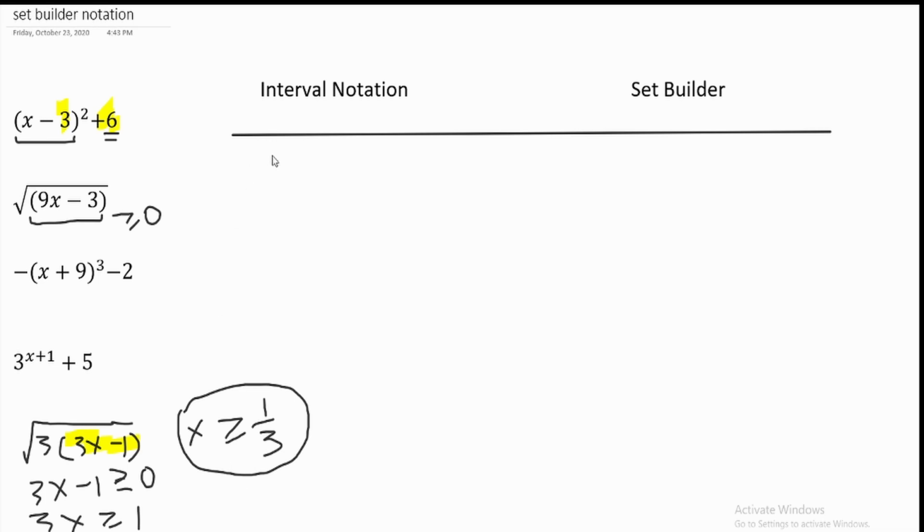So we're going to write in our interval notation, x is an element of the real numbers such that x is greater than or equal to 1/3. With set builder, because this is equals, we can do a closed bracket at 1/3 and all the way up to infinity, like that.